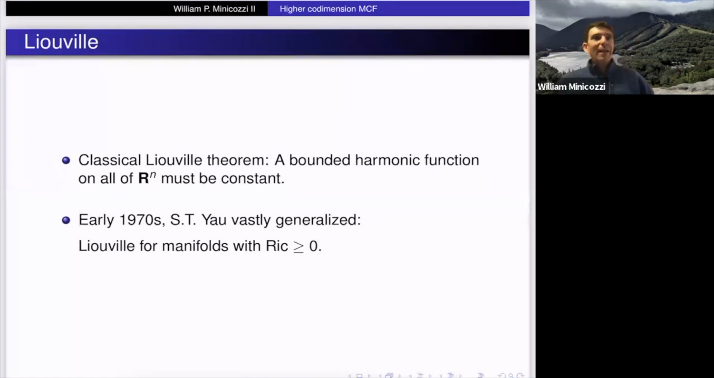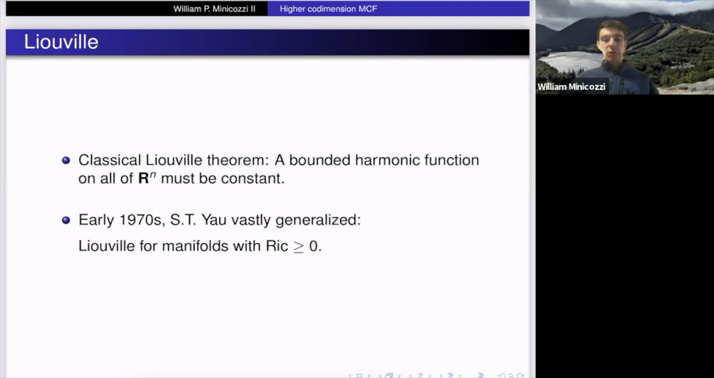All right, so now we're going to segue. We're going to change topics a little bit. I want to talk about some classical results in geometry and analysis. So let me remind you of the Liouville theorem. If you have a bounded harmonic function, or in fact even just a positive harmonic function that's defined on all of R^n, it has to be constant.